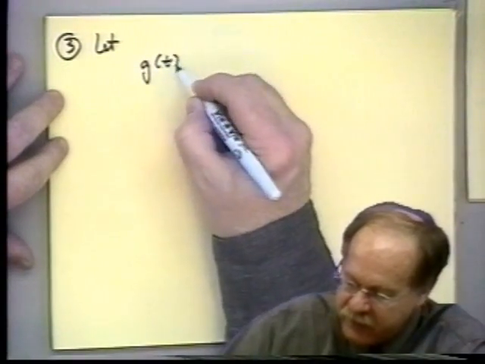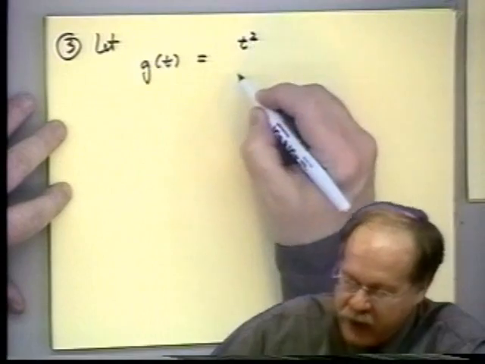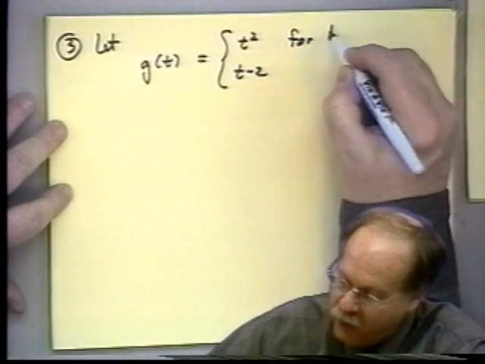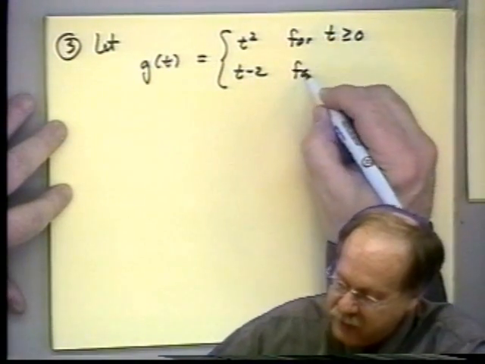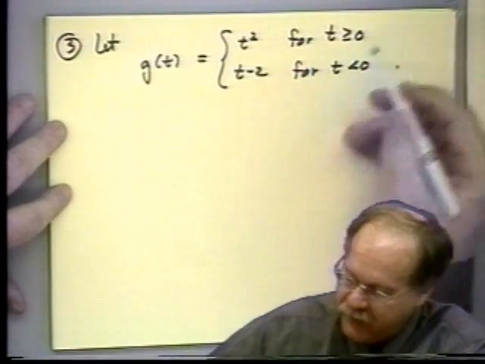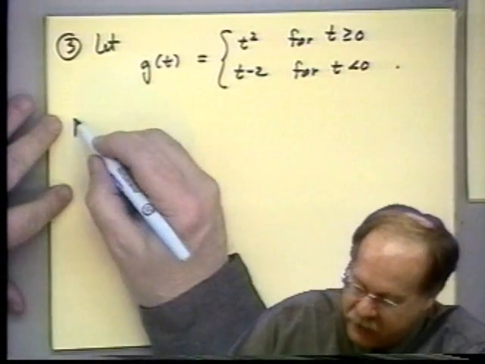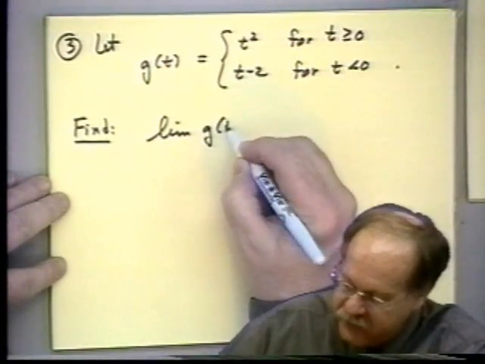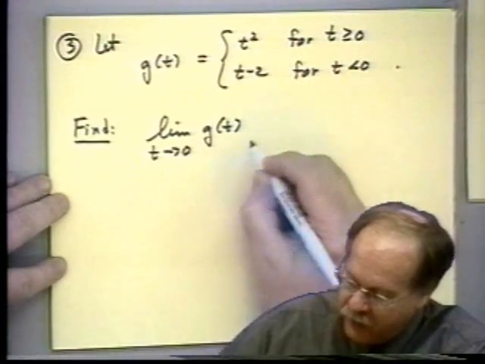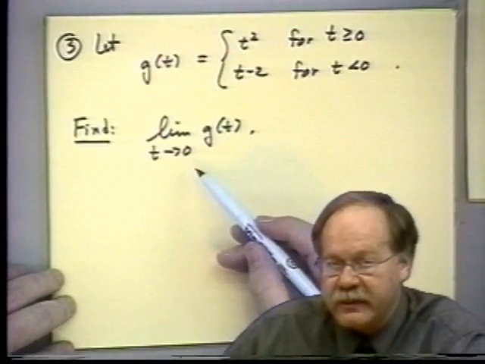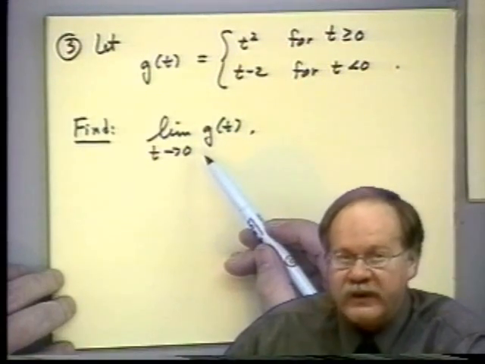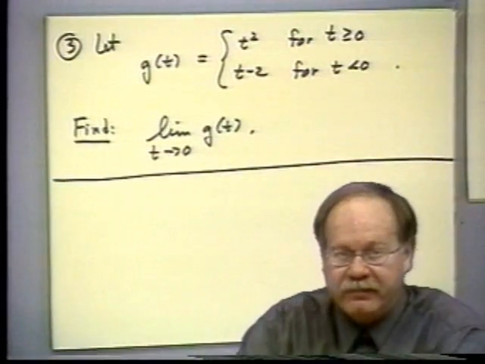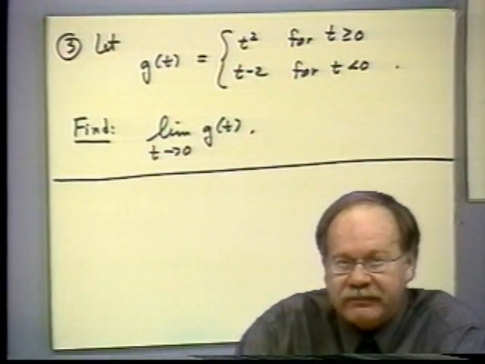Let's take a piecewise defined function. t squared in one part, t minus 2 in the other part. It'll be t squared for t greater than or equal to 0, and t minus 2 for t less than 0. And of course that covers the whole real number line. Here's what I'd like you to try. Find the limit of g of t as t approaches 0. And remember, if this two-sided limit doesn't exist, check both one-sided limits and see if they exist. And we'll at least get some information about this problem. So give it a try, and I'll be right back.